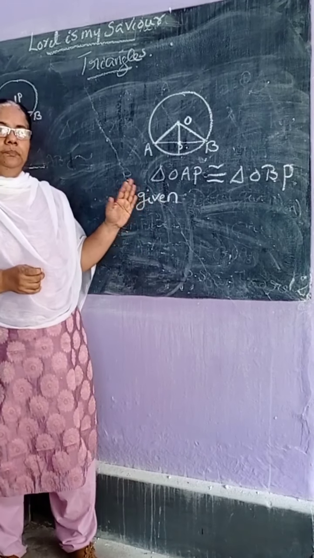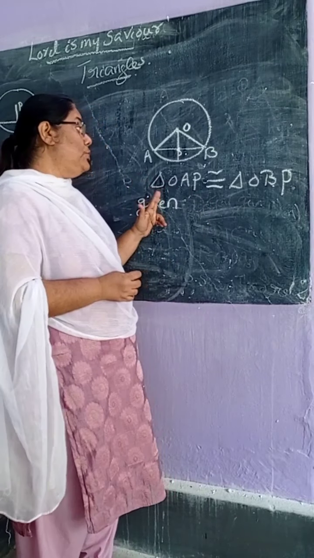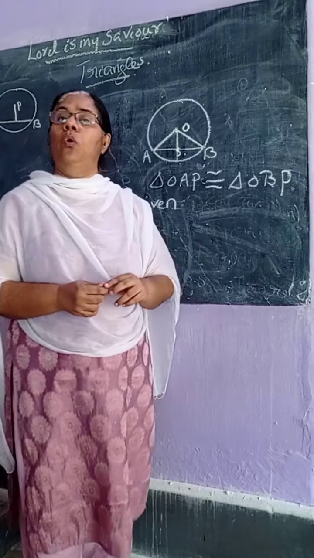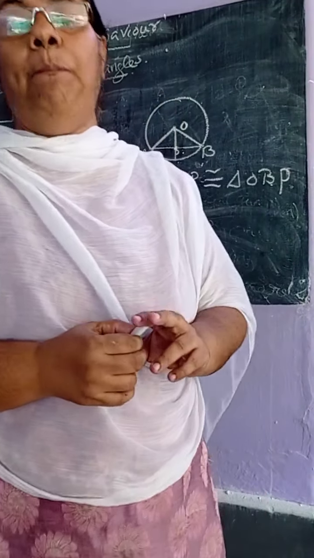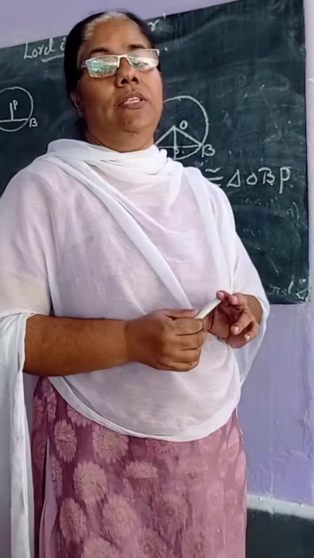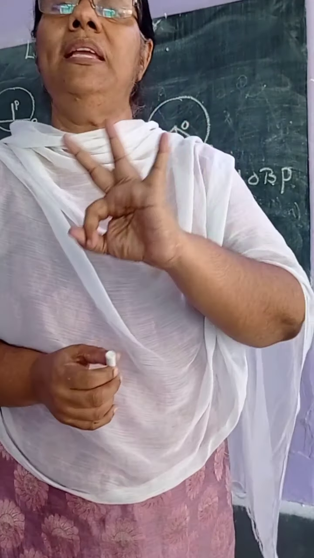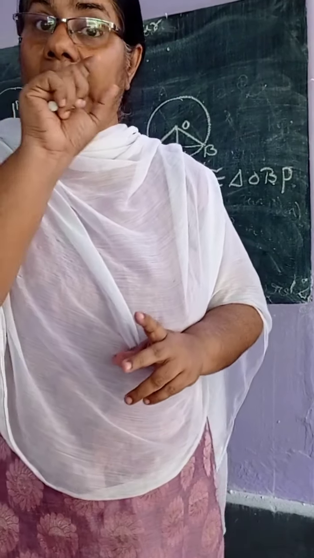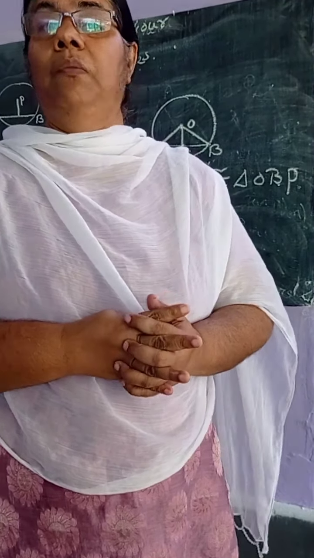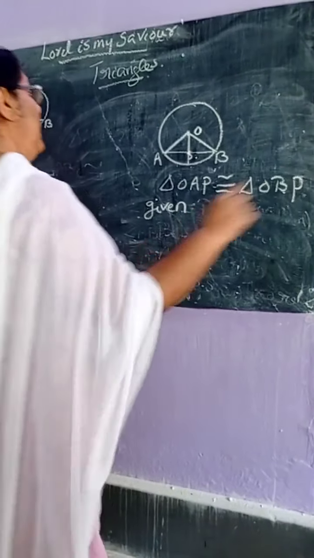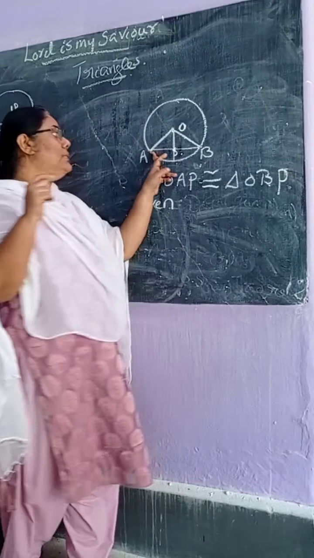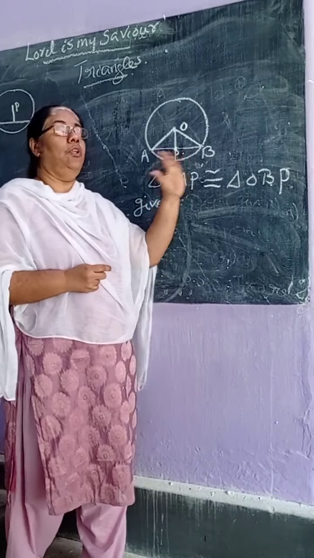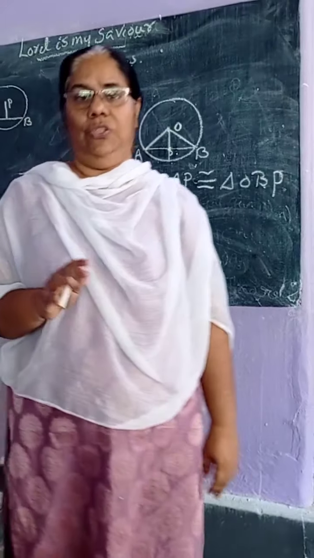Look here. In this question, our aim is to prove that triangle OAP is congruent to triangle OBP. When we prove congruency, there are three main steps. First one is read the question. When we read the question, the condition given is that P is the midpoint of AB.